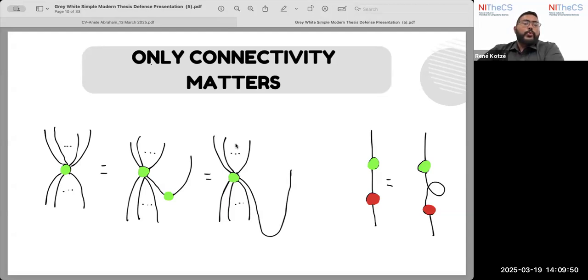Based on spider fusion, we note some key things: that for these diagrams, in a certain sense, only the connectivity matters. So what do I mean by this? We can, in fact, deform these diagrams and still obtain a diagram equivalent to the original one. For example, in the diagram on the right here, all we've done is bend this wire between the red and green spider and rewritten it that way. And it turns out this is equivalent to the original diagram.